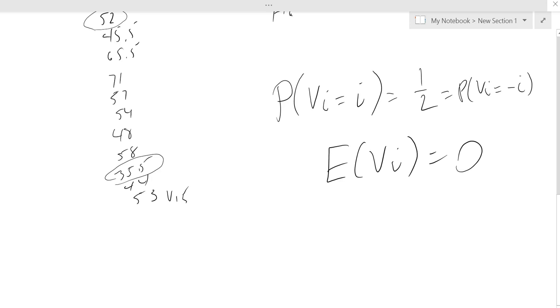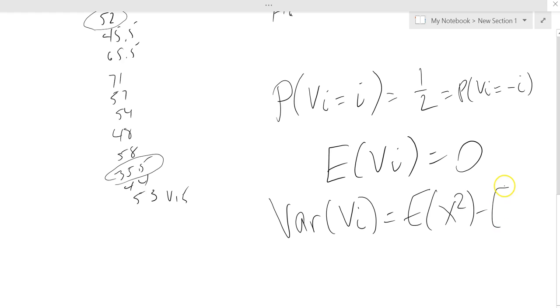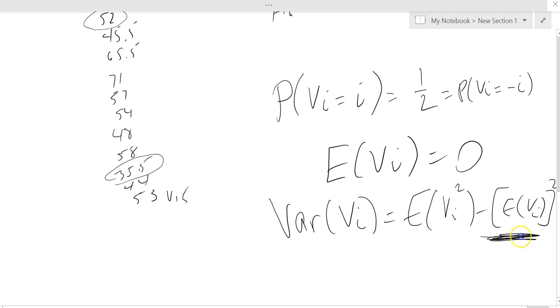Okay. Also, how about the variance? Well, we know that that's the expected value of V sub i squared, minus the expected value of V sub i, quantity squared. But what's the end of this equal to? The thing I'm underlining. What's that equal to? That's 0, right? So this is just the expected value of V sub i squared.